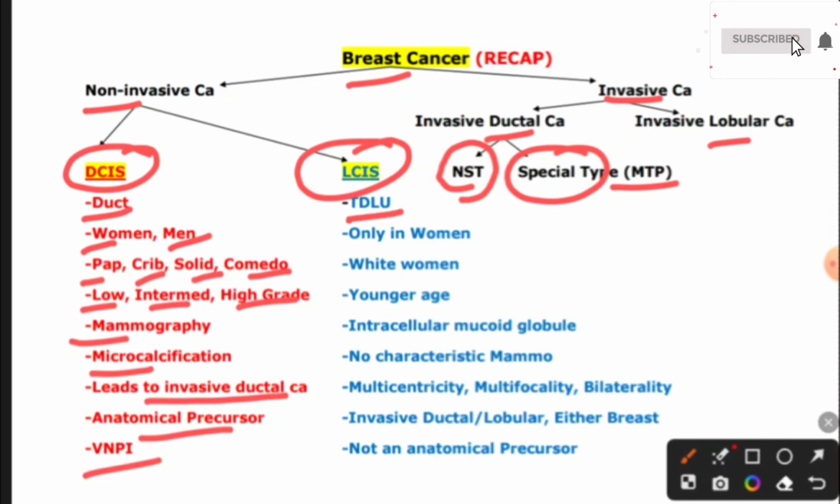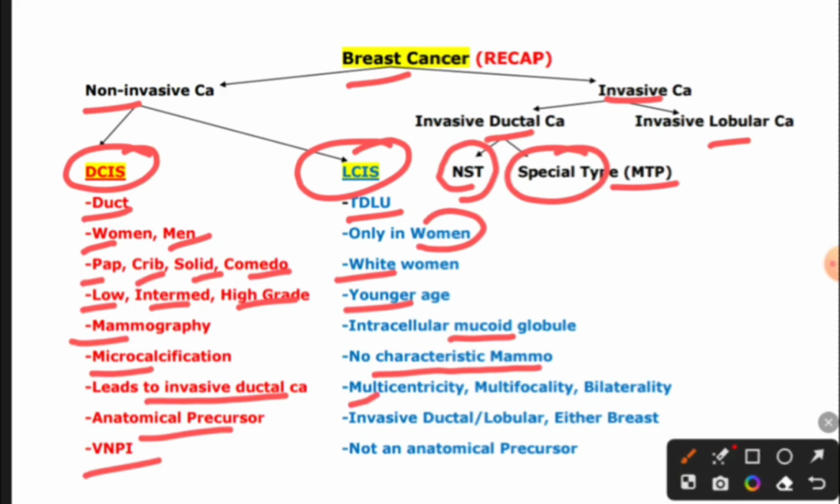LCIS, lobular carcinoma in situ, arises from the terminal duct lobular unit, seen only in women, not seen in men. Slightly increased incidence in white women, occurs at a younger age compared to DCIS, characterized by presence of intracellular mucoid globules. There is no characteristic feature on mammography, that's why it is difficult to diagnose. Higher incidence of multicentricity, multifocality and bilaterality.